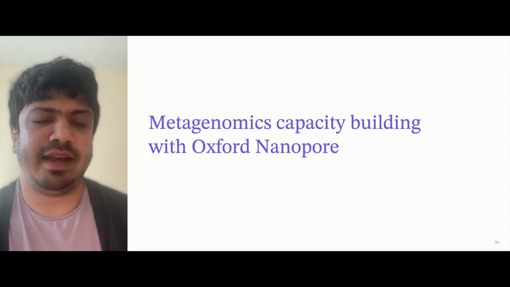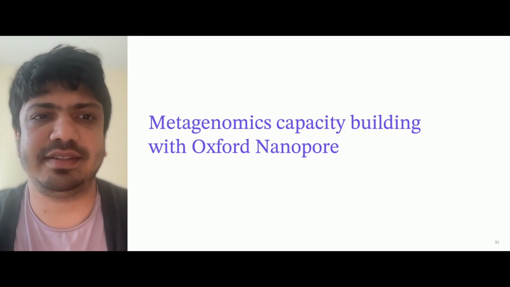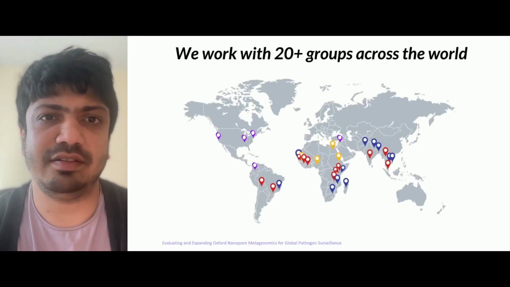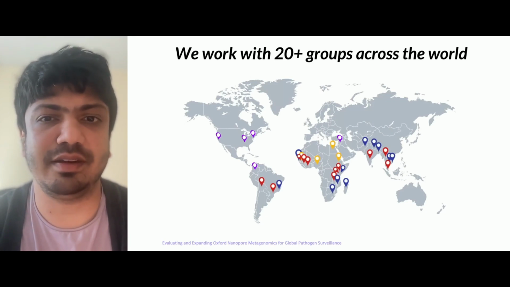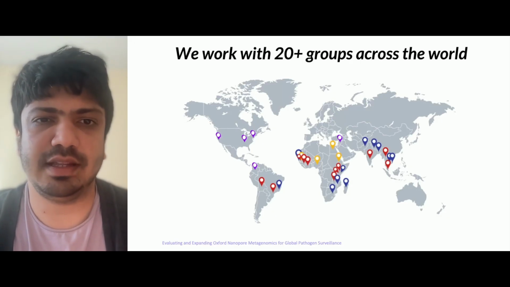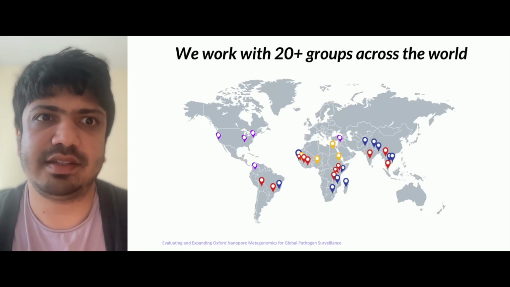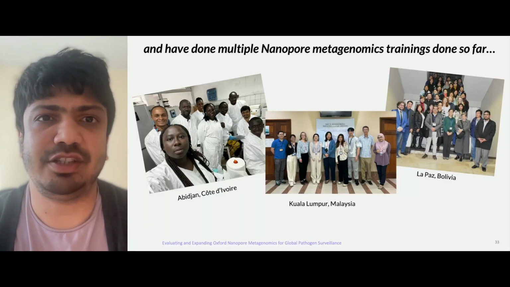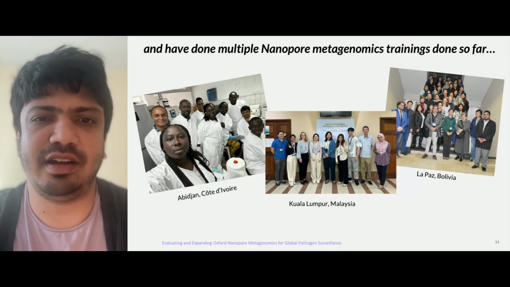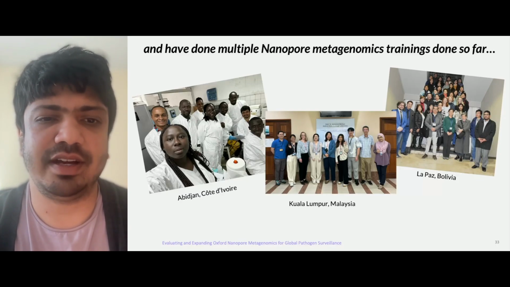Okay, in the last few minutes, very quickly, I'll go over some of our work doing capacity building. Our team is focused on conducting trainings globally to help increase sequencing capacity. We work with over 20 groups across the world, mostly in the global south. As part of our training program, over the past year, we've incorporated Nanopore metagenomics as well. We've done about 4 trainings so far, and we have some planned in the future as well.